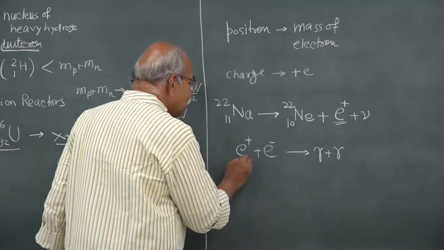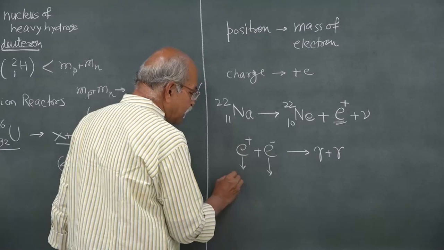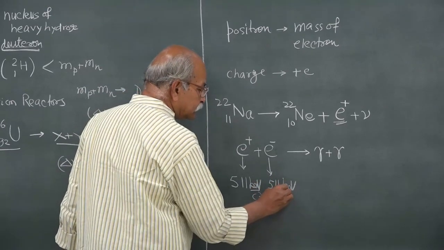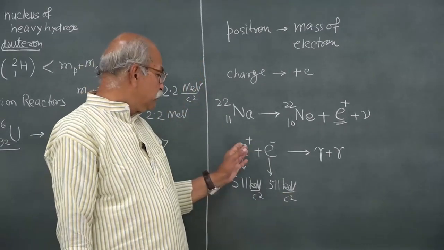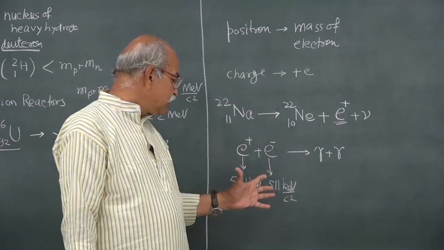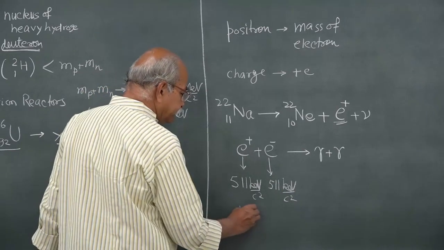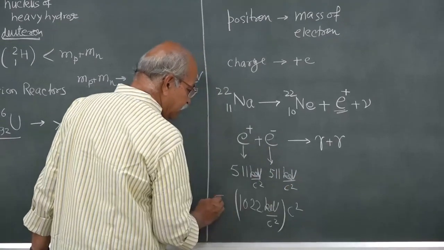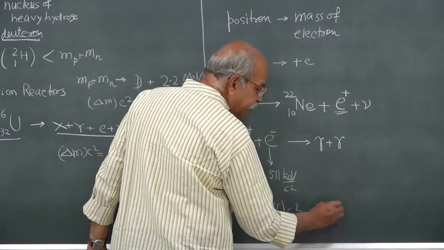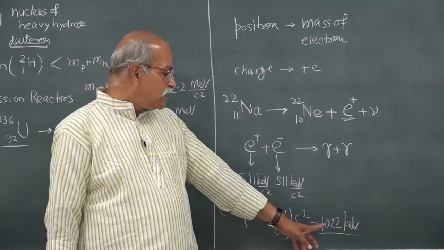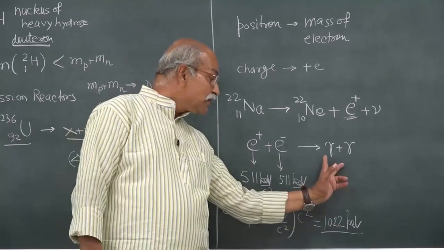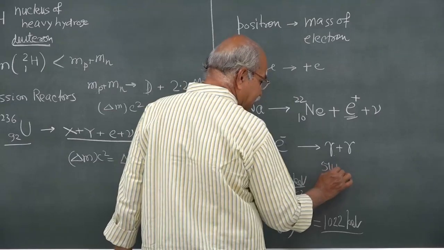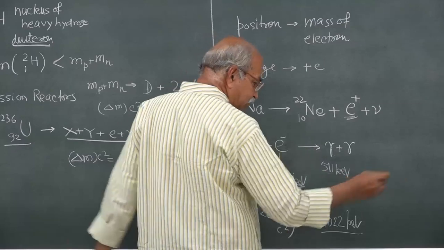How much is the mass of an electron? Mass of electron and mass of positron both are 511 keV by c square. So, when this mass converts into energy, how much energy should you get? The total mass is 1022 keV by c square, that is the mass which is converting into energy, and that mass into c square will be the energy, just 1022 keV. But you do not have 1 gamma with this energy, you have 2 gammas, 511, 511. Now, this is energy, I am writing energy. I do not write the mass of a gamma particle, it is massless. This is 511 keV.